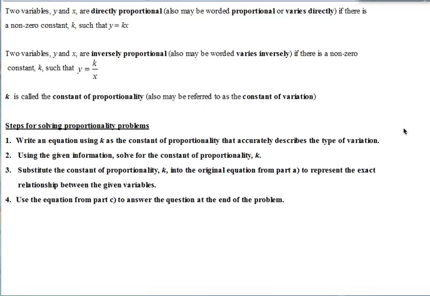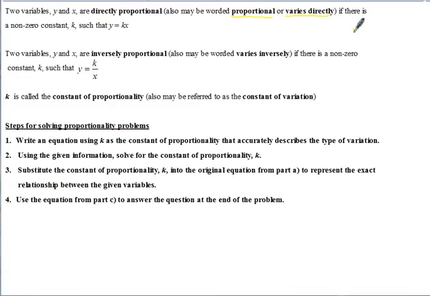These are the notes for AP Calculus on the topics of direct and inverse proportionality, or sometimes it's referred to as direct and inverse variation. So if two variables, y and x, or we can really use whatever letters you want here, are directly proportional, or sometimes it's just referred to as proportional. It's the same as directly proportional, or sometimes it says varies directly.